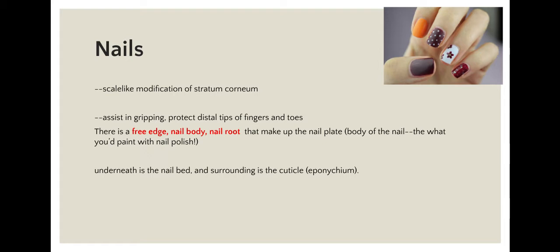Then it's the nail body. That's like the big chunk of the nail that you see that you would put nail polish on. And then the nail root, that's the part that's connected to the finger. Underneath the nail is the nail bed. And then the surrounding cuticle part is also called the eponychium, which is why we just call it the cuticle. And really, for our purposes in our course, that's all you need to know. But if nails and how they work is something interesting to you, there is more in our manual and more on the D2L about nails. But really, as long as you know this slide about nails, you are good.